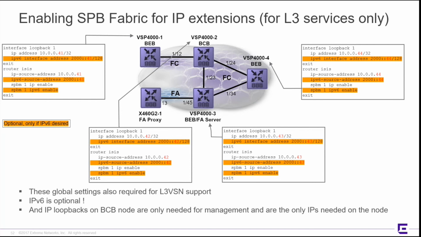You'll notice there's a node here called the backbone core bridge, the VSP 4000-2. If it's not providing any services, it doesn't really need a source address. If there's no I-SID to VLAN mapping and it's only acting as a true pass-through switch, it still needs a loopback address just for management. So, okay. Jim, if you've got anything to add there? No, well done. Let's move on.